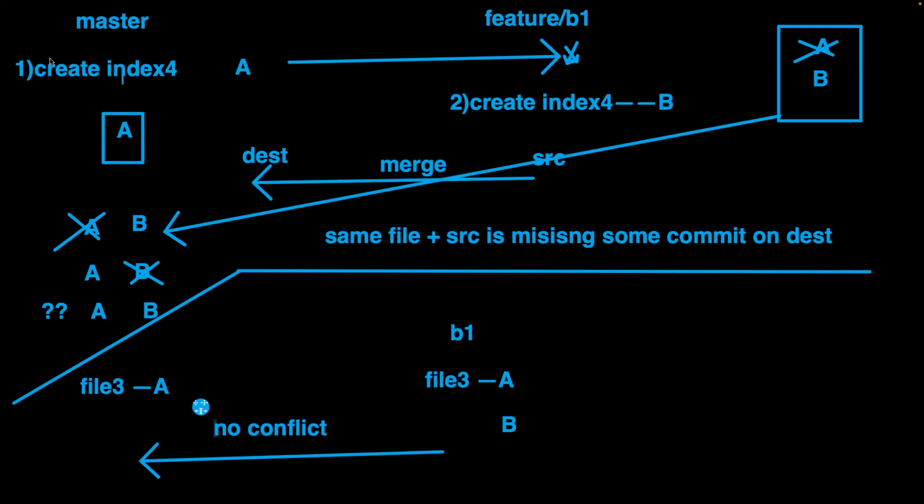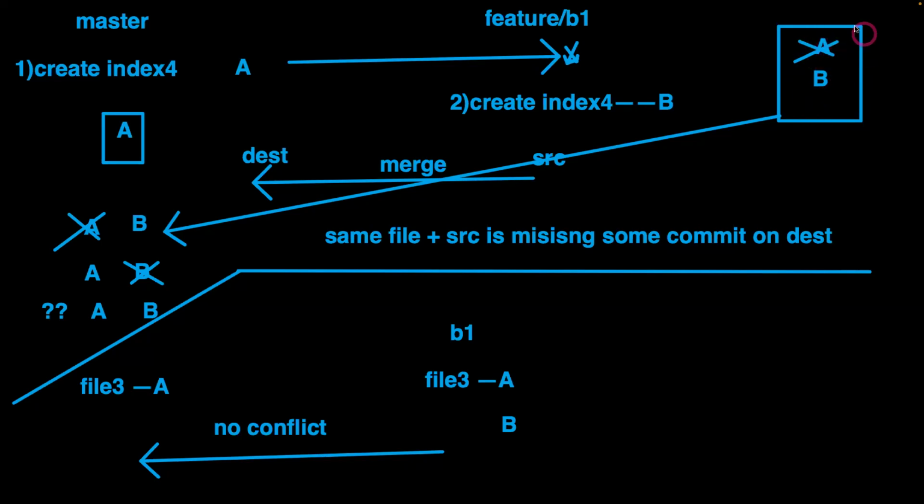Okay, once again, I'm going from the first step. In master branch, index 4 is created and commit A was made there. That is not there on B1, right? Then we went to the feature B1 branch, created another file there and made another commit here, commit B. This commit B is on B1 branch. If you see the commit history of index 4 on B1, you have only commit B. You don't have commit A, right?